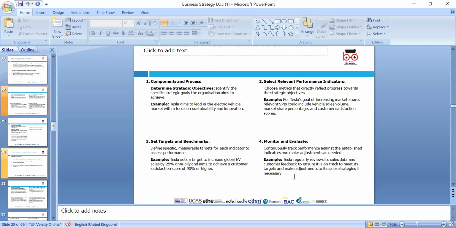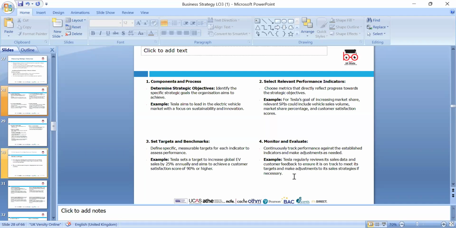The components: determine the strategic objective, which means the long-term objective, the end result of what we want to be. Tesla wants to be in the vehicle market, focused on sustainable innovation. Select the target and the benchmark, and define the target market. So Tesla has set a target to increase electric vehicle sales by 25% annually.